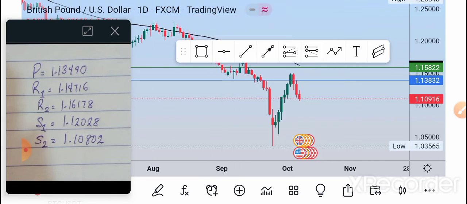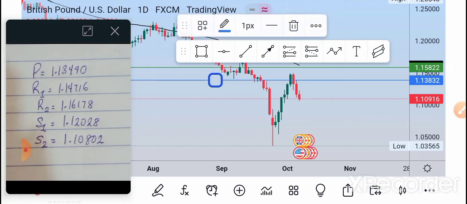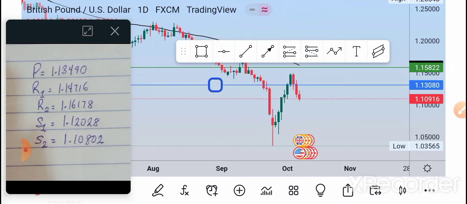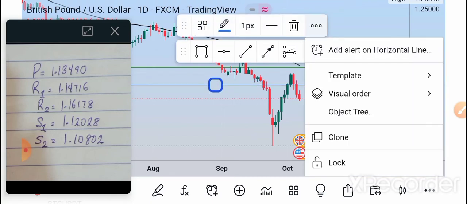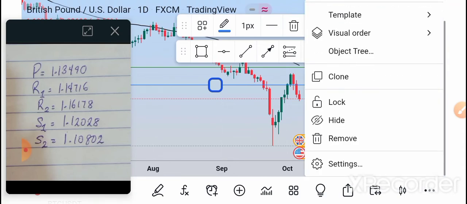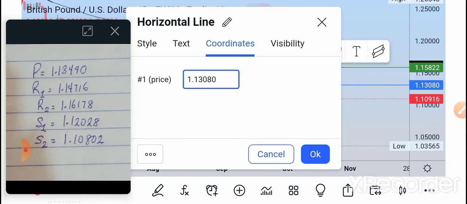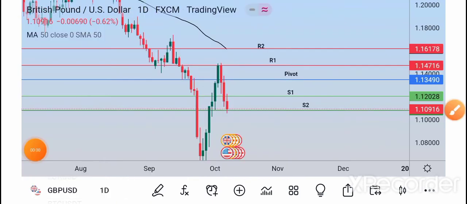So our pivot point is at 1.13490. Now you don't have to be trying to trace 1.13490 from there. You can easily just click on it, then scroll down to settings and just type it there. 1.13490. Alright, so I have everything all set here, and you can put a label on it if you want. Pivot, R1, R2, and so on.